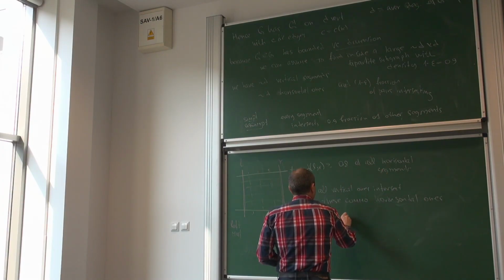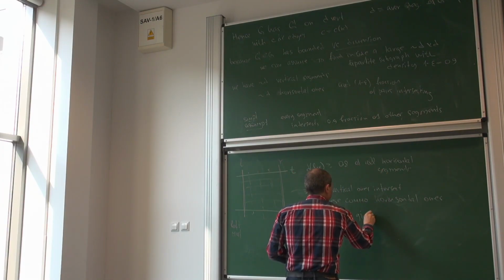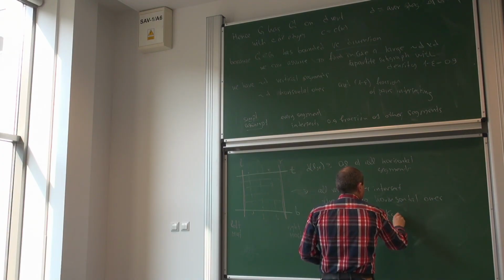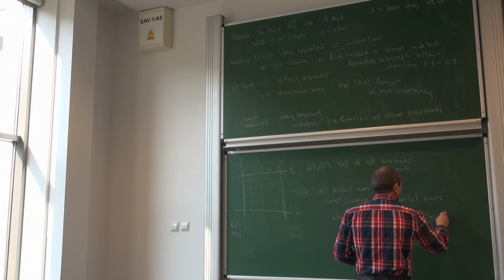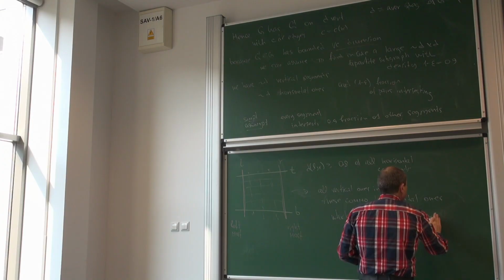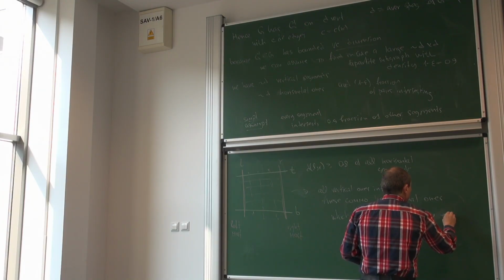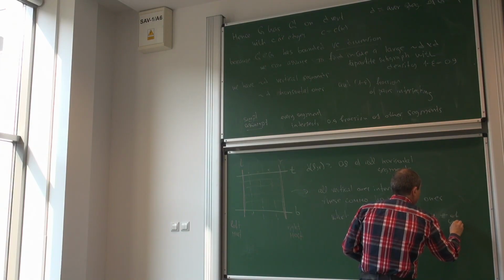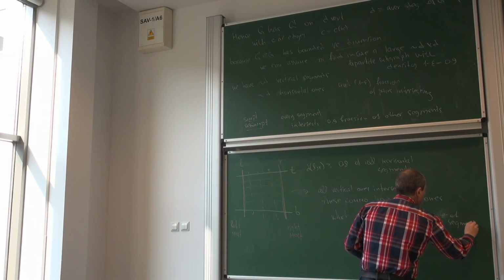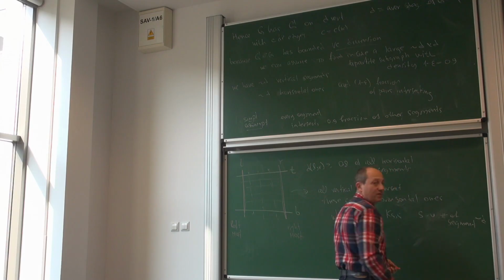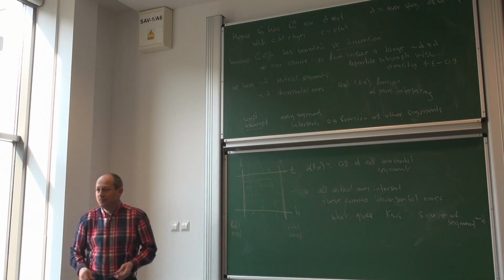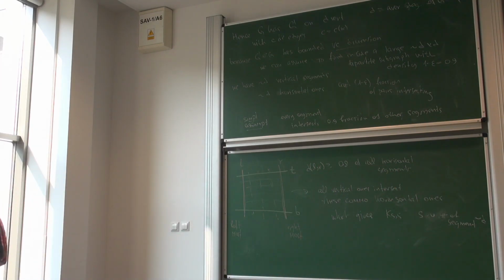Which gives K_{s,s}, where your S is proportional to D, right? Say proportional to the number of segments, which is proportional to D. Is this clear?